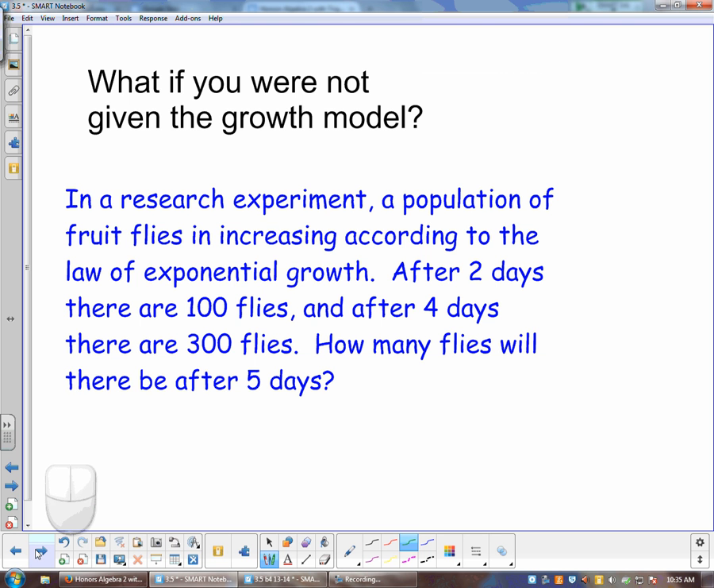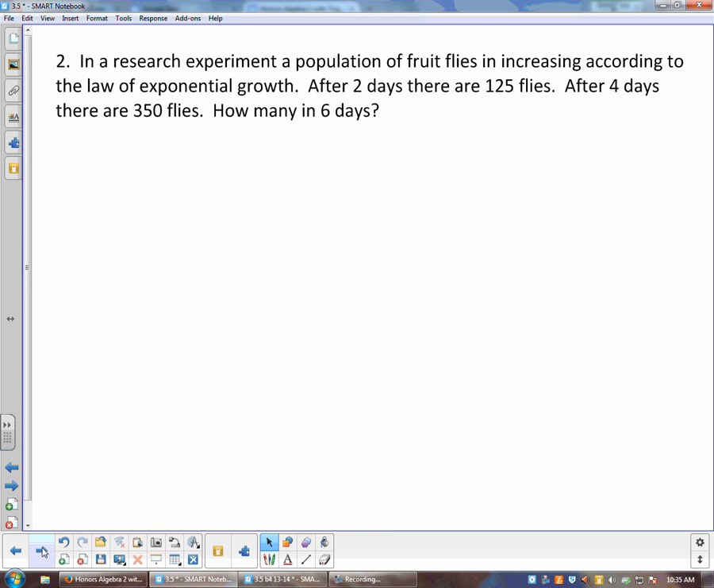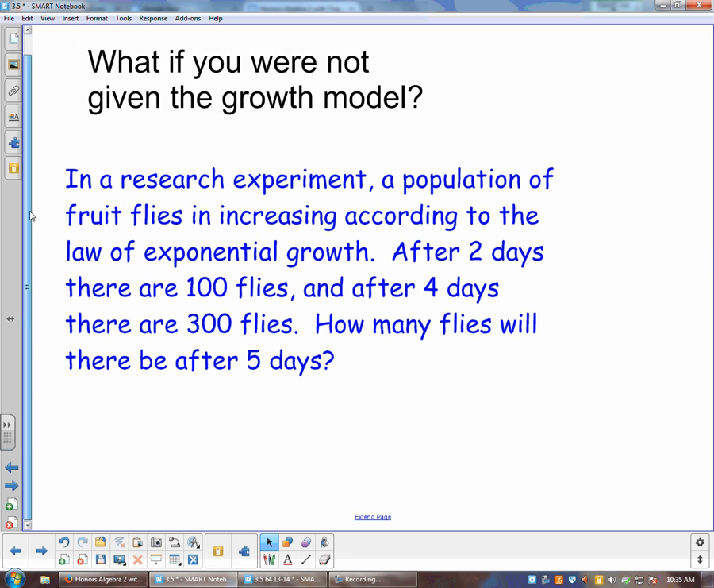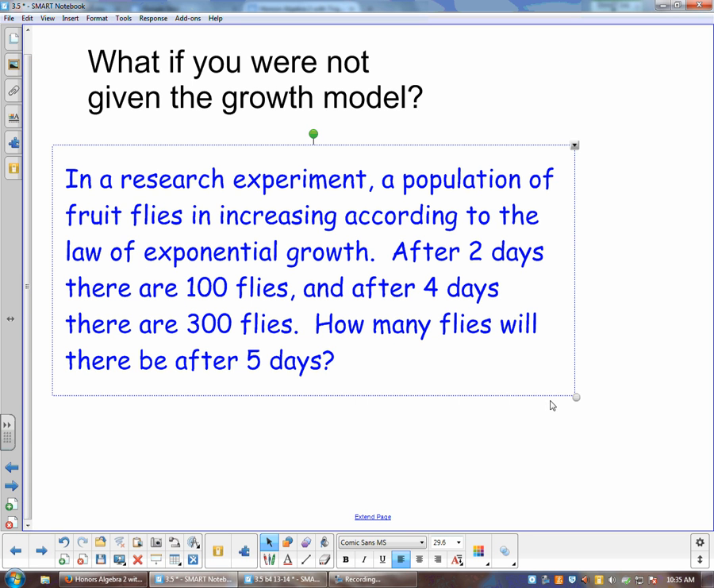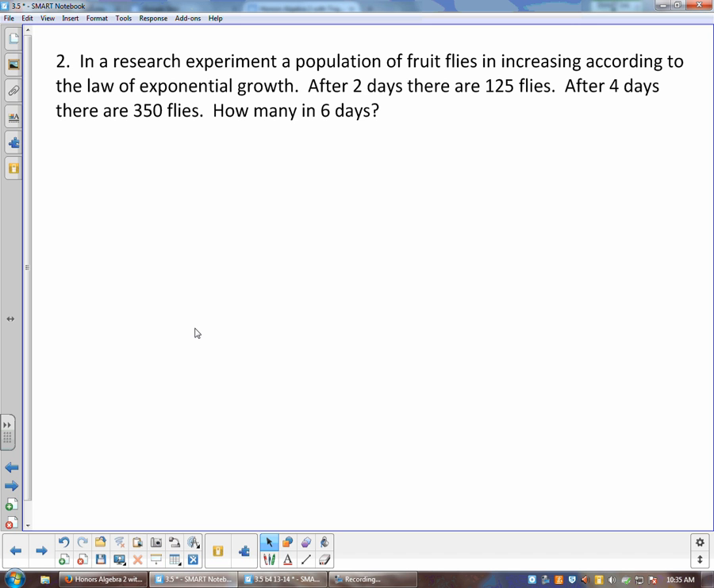Let's take a look at the situation where you are not given the growth model. So let's take a look at this example. In a research experiment, is this your number 2? Let's actually do your number 2. Since you don't have much time, we'll go to number 2 instead of doing 1 and then having you do this.